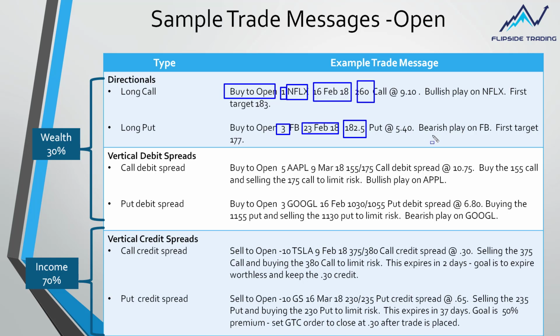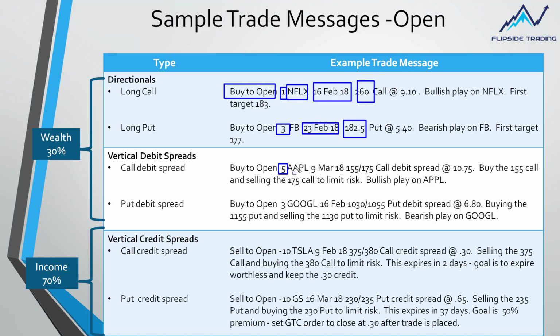Here's your target. Now when we look at vertical spreads, remember, a spread is a combination of buying a call and selling a call, or buying a put and selling a put for our purposes. Okay, again, number of contracts, 5. Go ahead and position size accordingly.